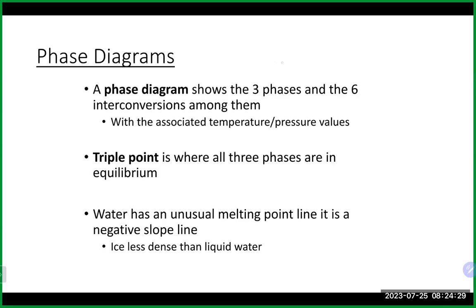So when we talk about the 3 phases, that's our solid, liquid, and gas. When we talk about the 6 interconversions, that's what I just wrote there: the melting, the freezing, the boiling, the evaporation, the condensation, sublimation, and deposition. We'll see on there that there's a triple point where all 3 phases are happening at the same time. Water has an unusual melting point line, with a negative slope, and that's because ice is less dense than liquid water.